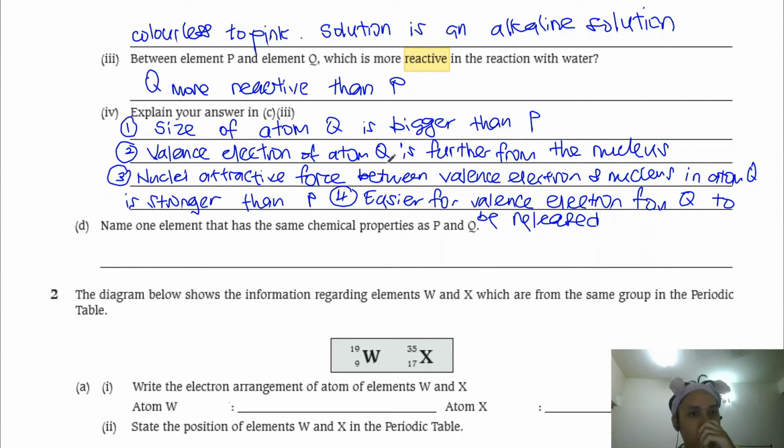Alright, so technically you have 4 important things that you need to write in your answer. First, you need to mention the size. After that, you talk about the valence electron, whether it is further or nearer from the nucleus, and then the attractive force: which one is stronger, which one is weaker. Finally, your conclusion, whether it's easier to be released or more difficult to be released. So these are the few important things that you must have in your answer.